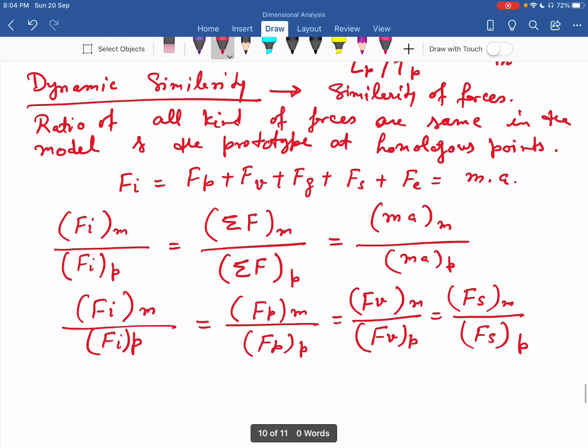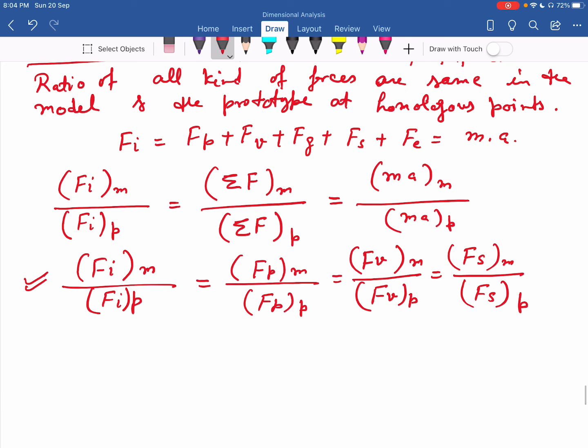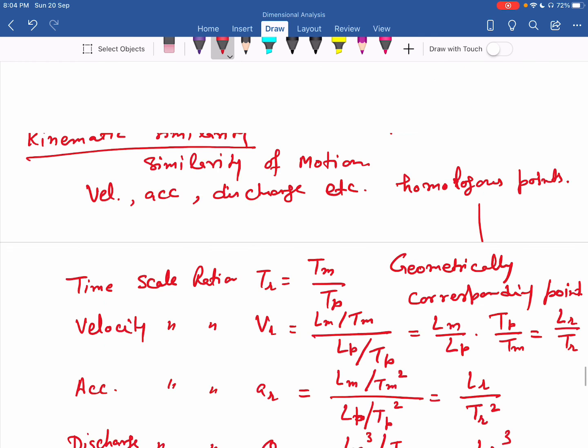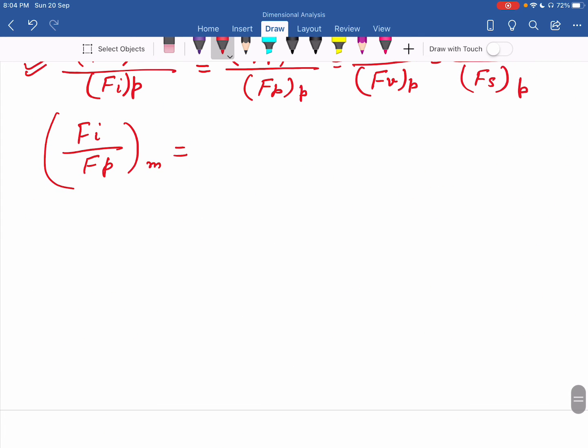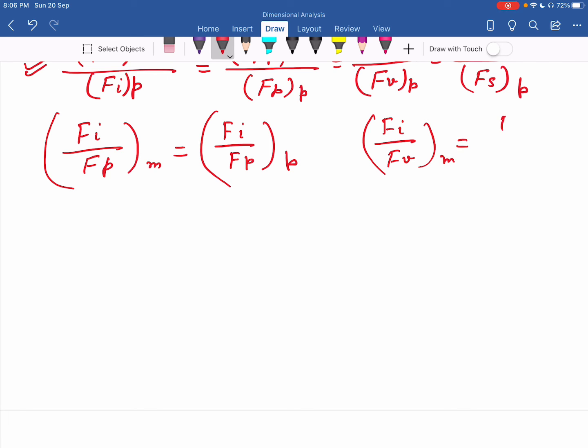Okay. Now further with these equations, you can also write the ratio Fi upon Fp for model should be equal to Fi upon Fp for prototype. Or you can write Fi upon Fv for model is equal to Fi upon Fv for prototype. So you can write such equations also for dynamic similarity.